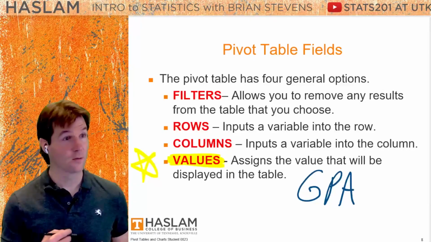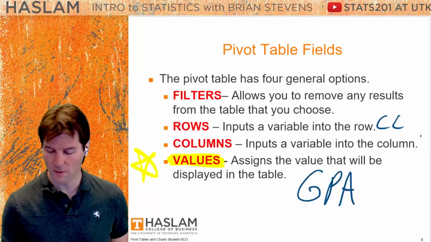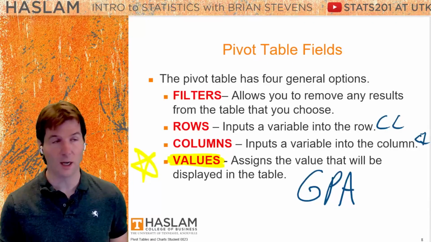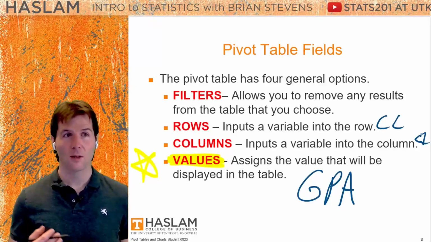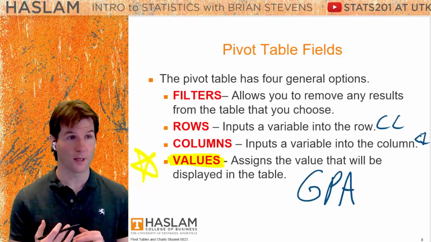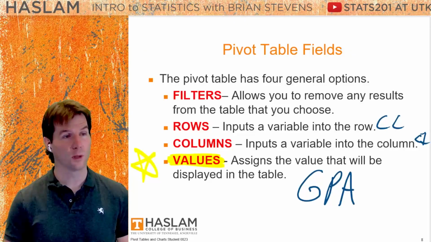Class level, like freshman, sophomore, junior, senior, could go into either rows or columns. It really doesn't matter. You can pick one or the other, and that will subdivide it. Maybe we want to look at class level and gender, then we would need to choose rows for one and columns for the other, and we want to look at the GPA for those groups. GPA, once again, would go into the values.